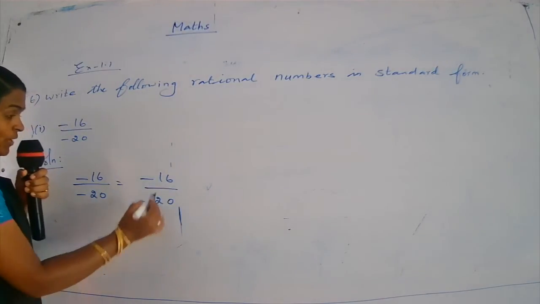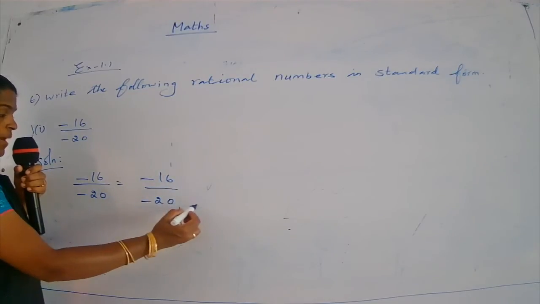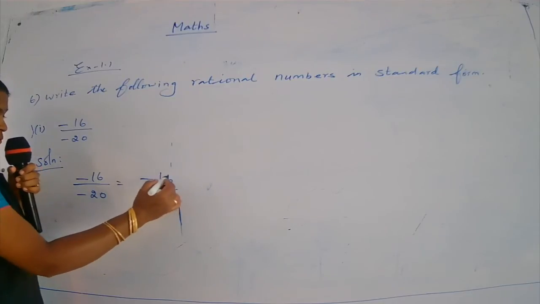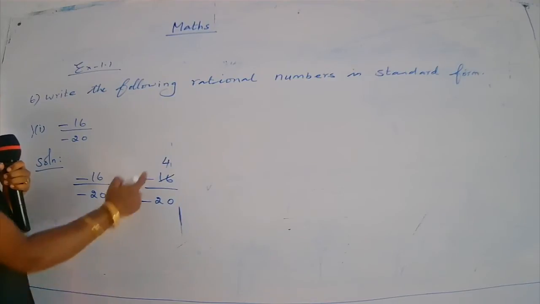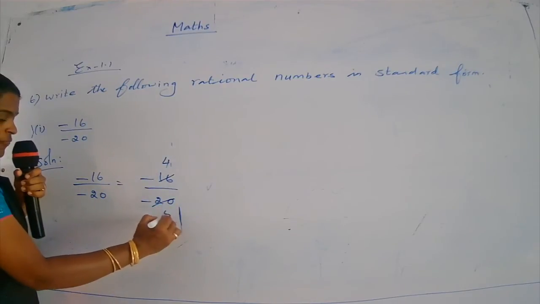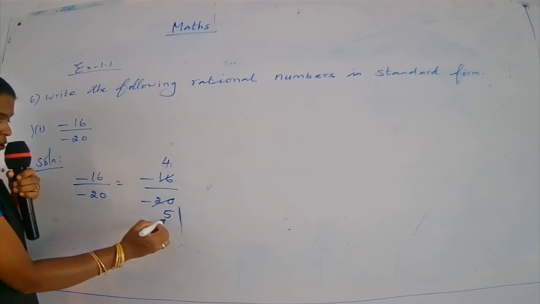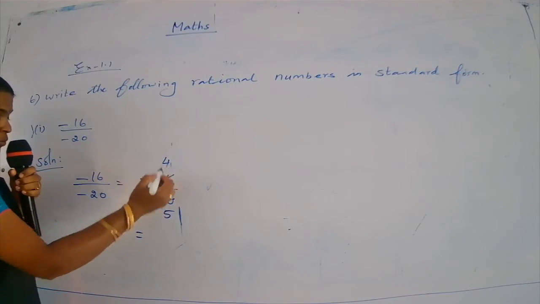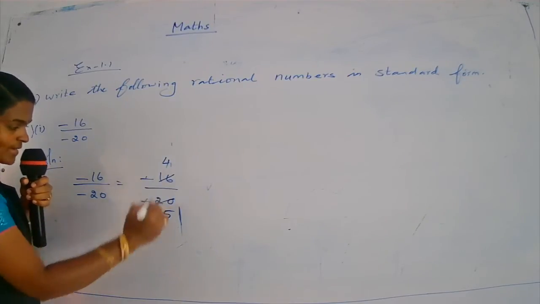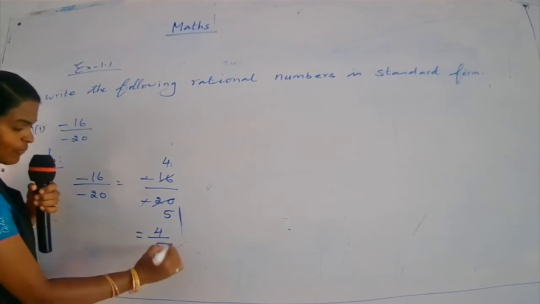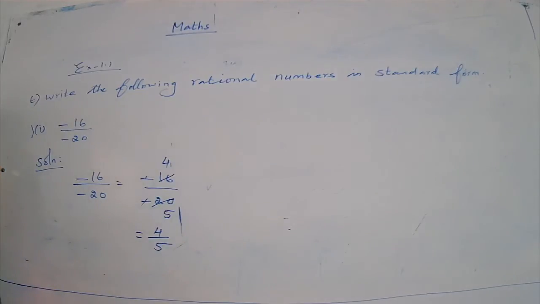So you divide by 4: 16 divided by 4 and 20 divided by 4. 4 4s are 16 and 5 4s are 20. So now the numerator is 4 and the denominator is 5. Minus minus cancel, so your answer is 4 upon 5. This is the standard form of the rational number.